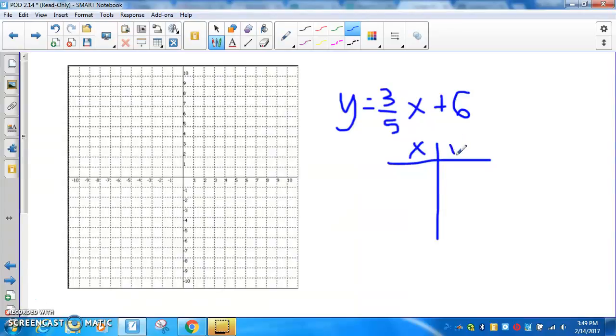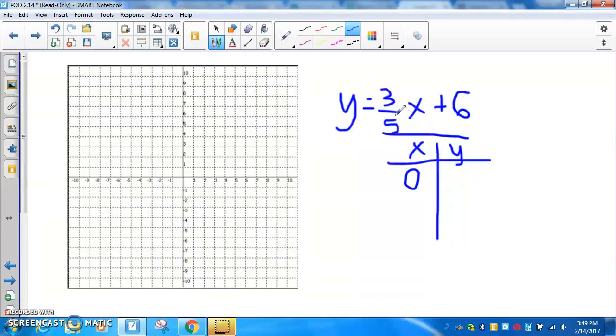Just to remind you the way this works, you have to choose numbers for x and then simplify this side of the equation in order to get out the correct number for y, and then graph it as an ordered pair. An easy number to choose, the easiest perhaps, is 0.